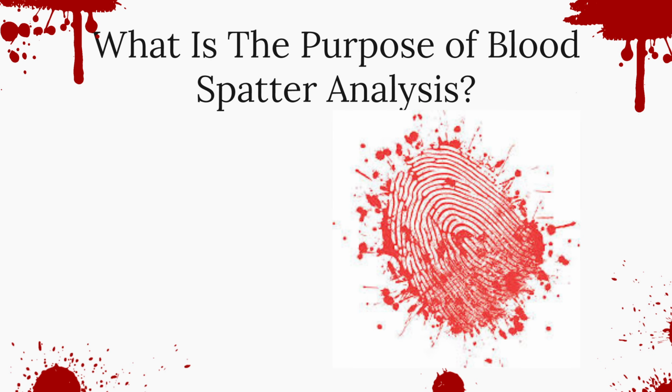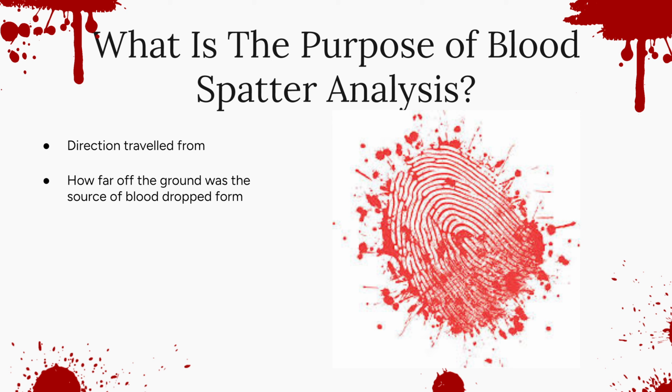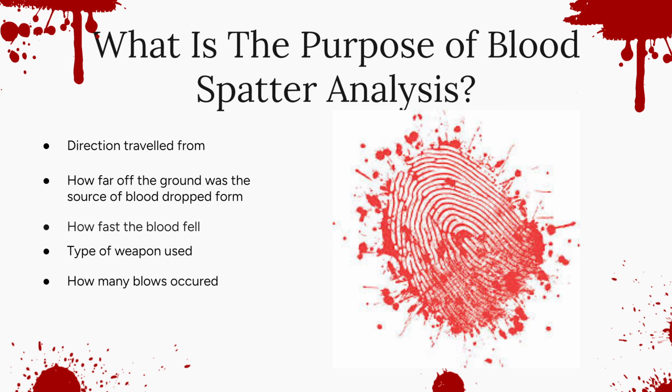Okay, so what is the purpose of blood spatter analysis? With a single drop of blood, you can analyze and prove many things. For example, a single bloodstain distribution pattern in a crime scene carries vital information for reconstruction of the events. So, what you can find is the direction traveled from, how far off the ground the source of blood dropped from, how fast the blood fell, type of weapon used, how many blows occurred, and how the bloodstain was distributed.